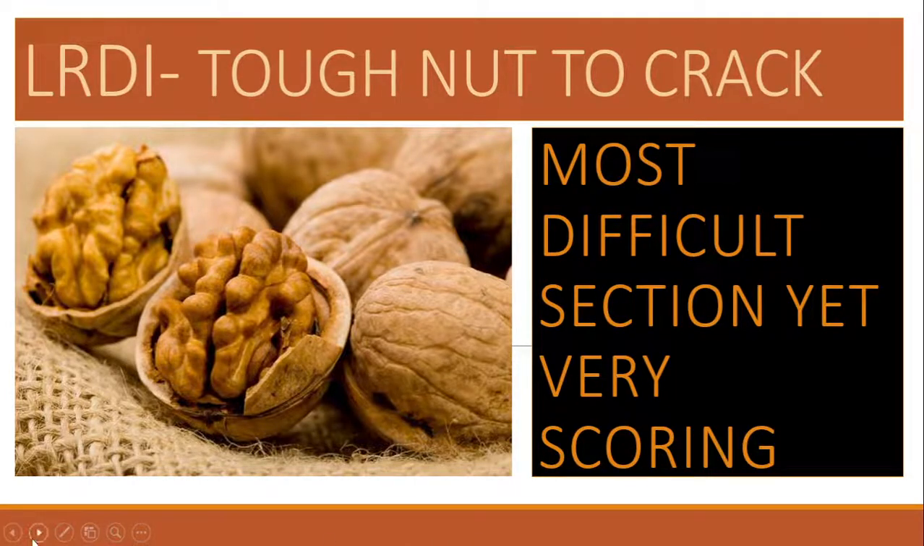For example, number system, geometry, mensuration. In geometry, we have circle and triangle, very common areas. But when it comes to LRDI, people have a misconception of dividing the LRDI topic into subtopics like arrangement, circular arrangement, puzzles, caselets, cubes, network diagrams, and so on.